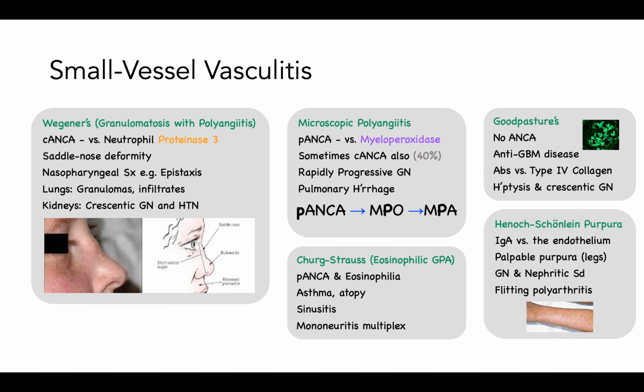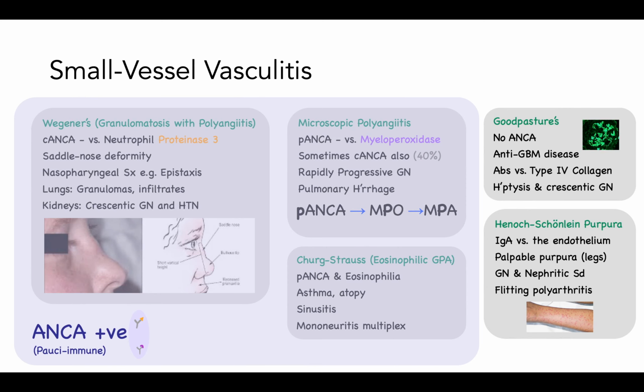And then also Henoch-Schönlein, which we talked about earlier. So this one has IgA against the endothelium, and it presents with a palpable purpuric rash, glomerulonephritis, and a moving polyarthritis. So just to ram the point home, these under the purple box are ANCA-positive vasculitis conditions, and because ANCAs do not deposit in the epithelium or in blood vessels, these are sometimes described as being pauci-immune.